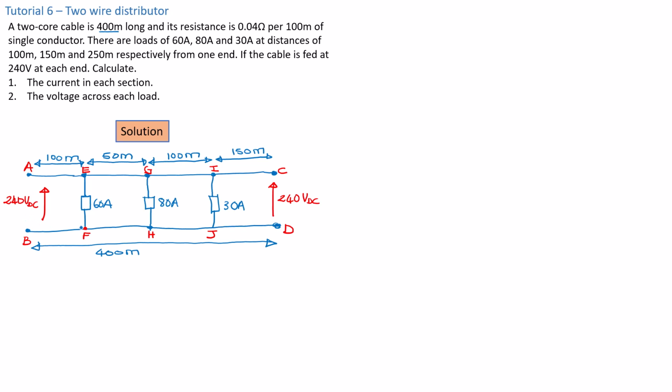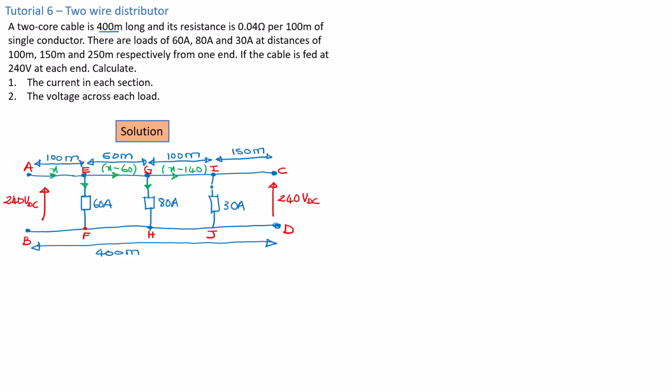Now assuming that at this point here we've got a particular current X, okay? So X is our current. And we know that there is a current flowing here that is 60 amps. So this 60 amps is being drawn from this X here. So at this point we're going to have X minus 60, right? And when we get here, we know that there is another 80 amps being drawn from here. So the current at this point is going to be X minus 140.